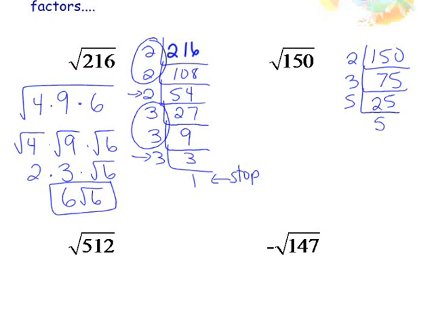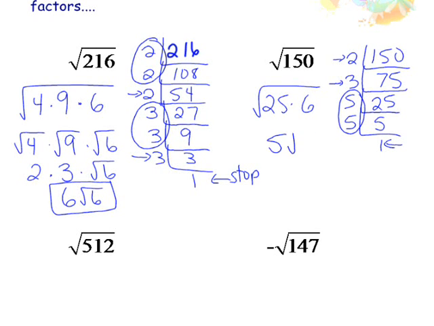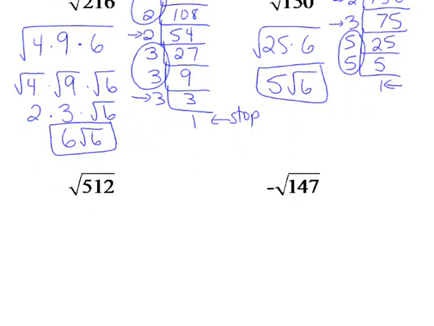5 goes into 25 5 times. 5 goes into 5 once. Now we know to stop. We have a 1 at the bottom. We look for our pairs. 5 times 5 is 25, so this is the square root of 25 times. We have our two oddballs. 2 times 3 is 6. The square root of 25 is 5 times the square root of 6. So 5 times the square root of 6.